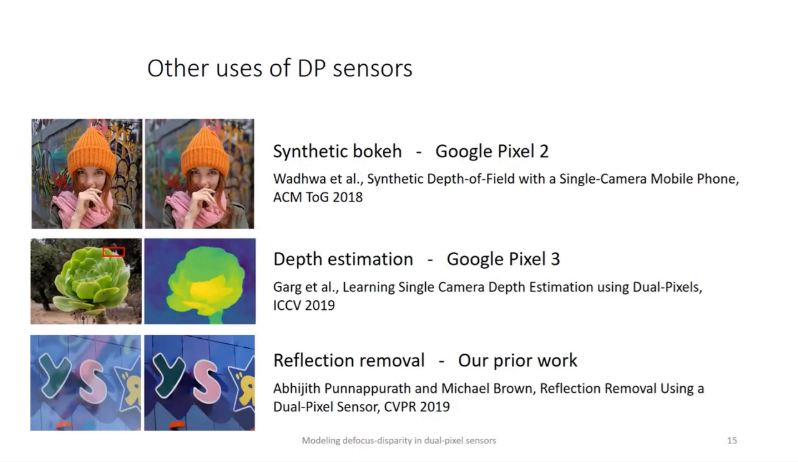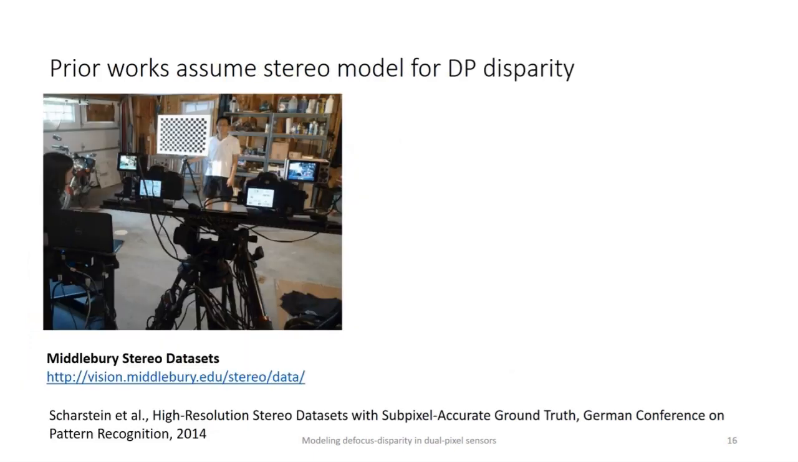A few recent works have used the information contained in these two DP subaperture views to solve other computer vision tasks beyond autofocus, such as synthetic bokeh, depth estimation, reflection removal, etc. These existing methods view the two DP subaperture views as a stereo pair and use stereo matching algorithms to compute disparity. The image shows a typical stereo camera configuration.